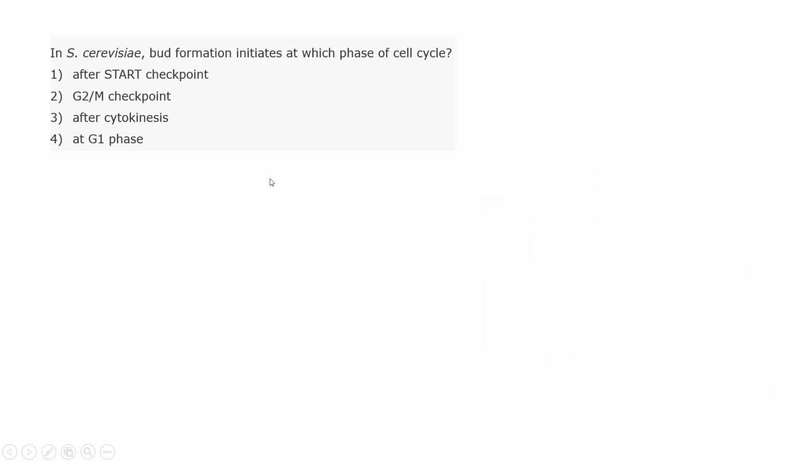Okay, so coming on to the next question. In Saccharomyces cerevisiae, bud formation initiates at which phase of the cell cycle? After the start checkpoint, the G2 or M checkpoint, after cytokinesis, or at G1 phase? Which might be the answer?